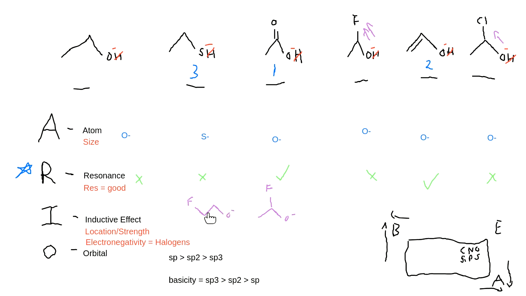Okay, perfect. So once again, inductive effect, this is comparing location and this is comparing strength. So both of those are important. The closer you are, the better your inductive effect is, and the stronger your electronegative atom or halogen is, the more acidic it makes it. And then once again, orbitals, I just talked about it, sp, sp2, sp3 for acidity, and basically for basicity it's the opposite. I would just flip all of these. Okay?